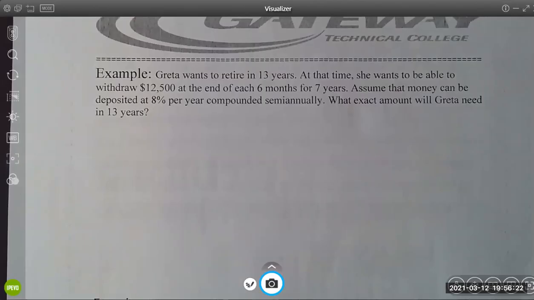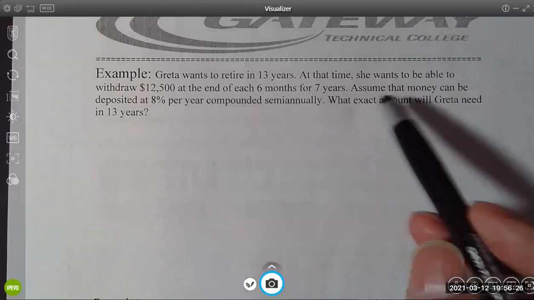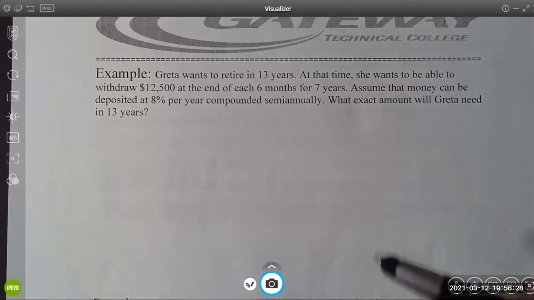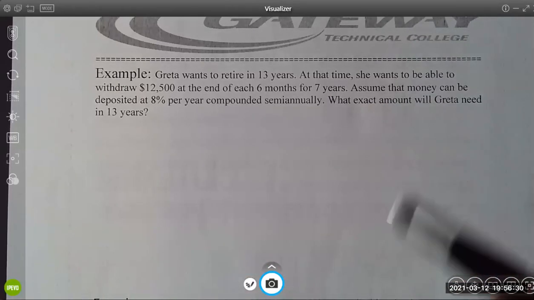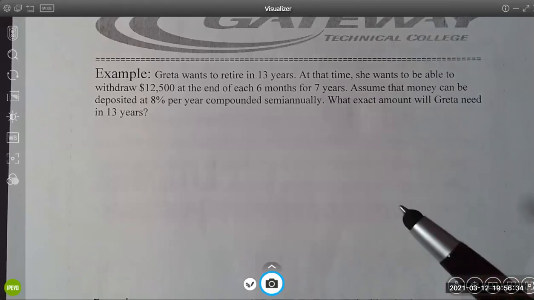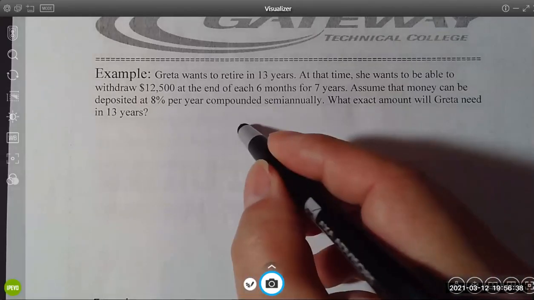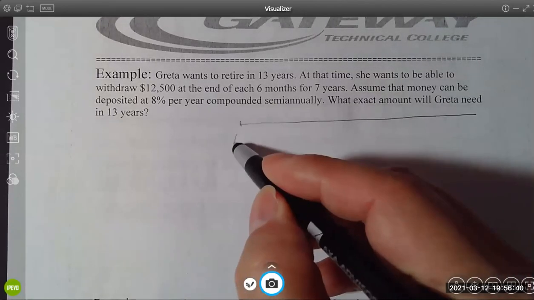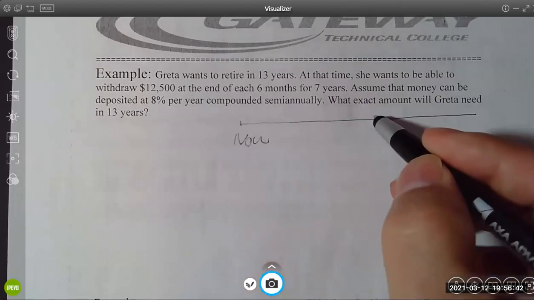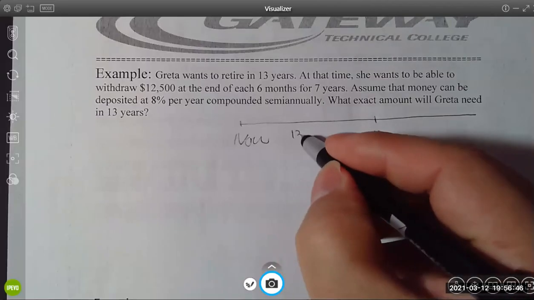Let's understand that part first by understanding the information in the problem. Don't just jump to the calculator or plug numbers into a formula. That's never a good way to learn mathematics. We really want to understand the information. So now let's look at it. This is now. This is 13 years later. Here's 13 years in the middle.